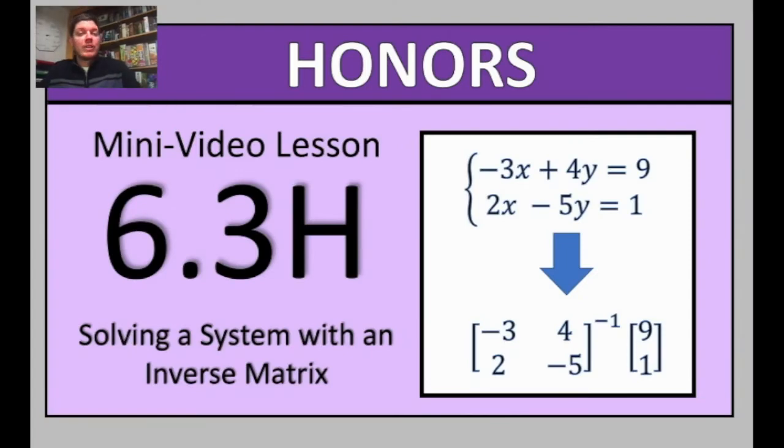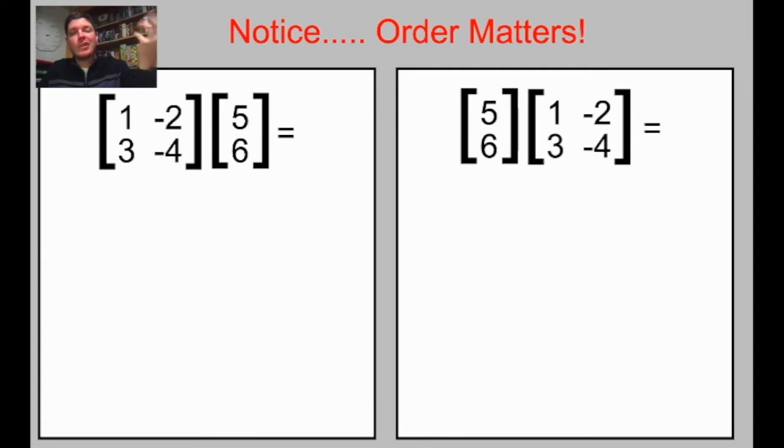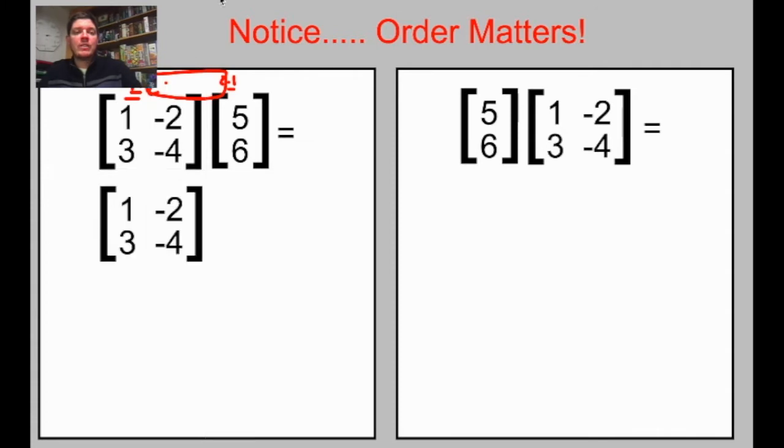All right, so before we do this, I wanted to do a quick review, a reminder about multiplying. I wanted to point out that the order you multiply matrices absolutely matters. For example, in this equation we have a 2 by 2, and then over here we have a 2 by 1. The inside 2's tell us we can multiply. The answer is going to be a 2 by 1. So I can multiply. Let's go ahead and do that.